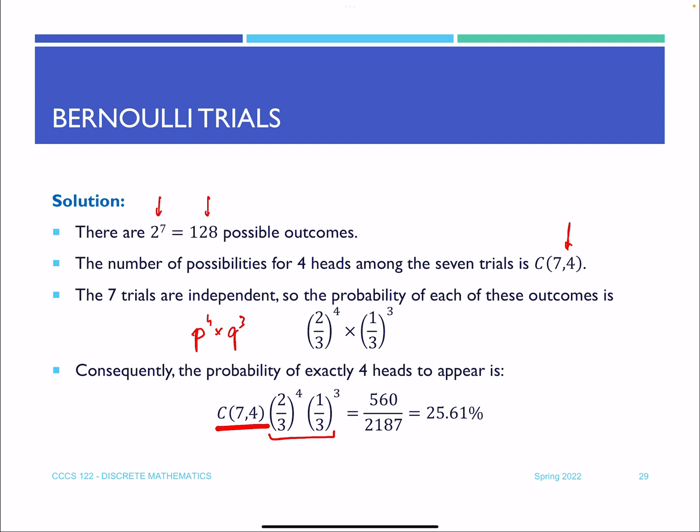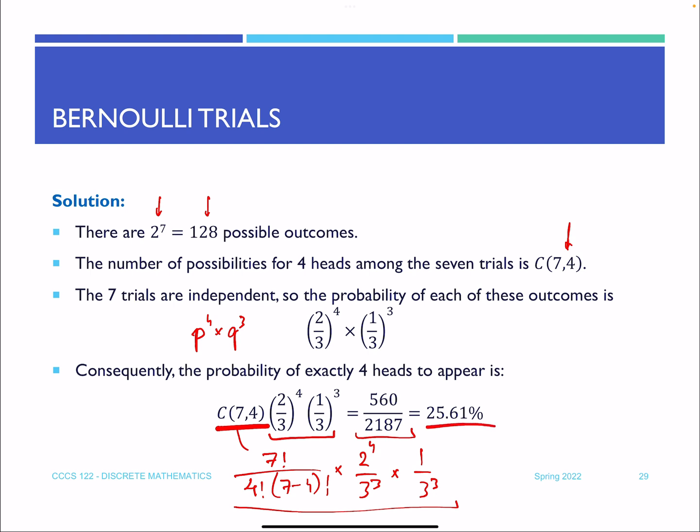So C(7,4) is, of course, 7 factorial over 4 factorial times (7 minus 4) factorial, and then you open up those two fractions, 2 to the power 4 over 3 to the power 4 times 1 over 3 to the power 3. Evaluate that whole thing, it comes out to 560 over 2187, or 25.61%.